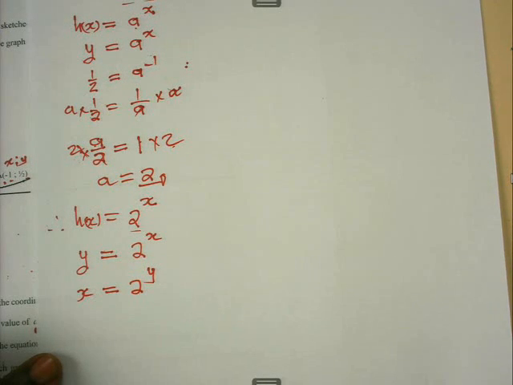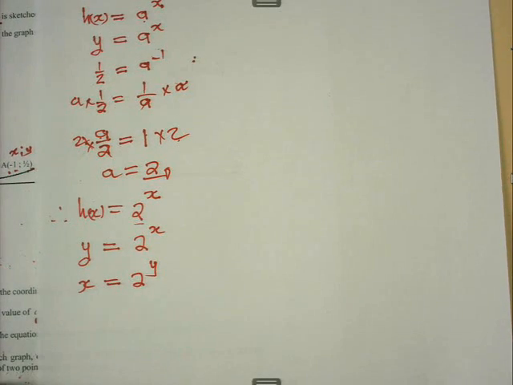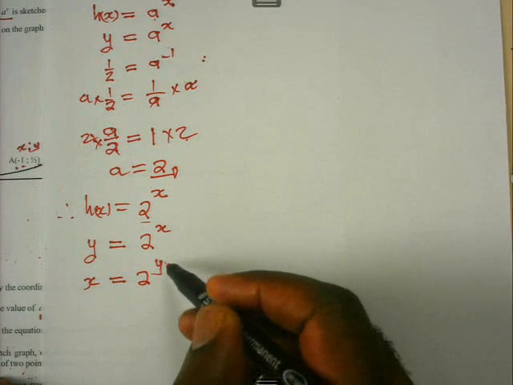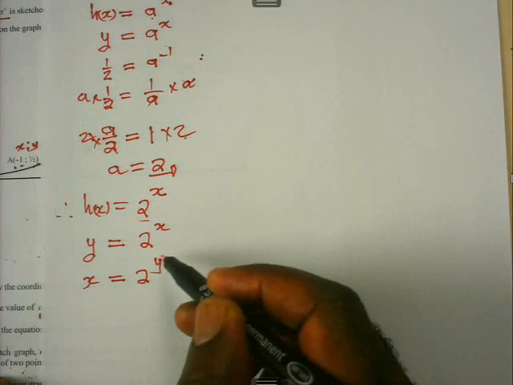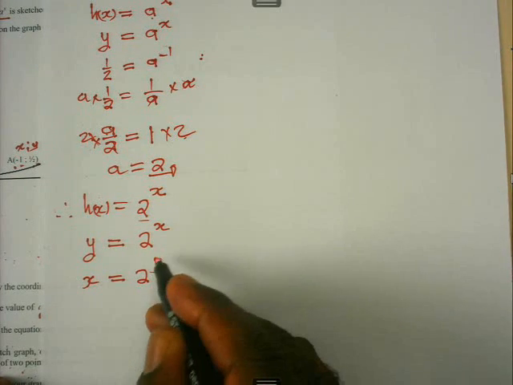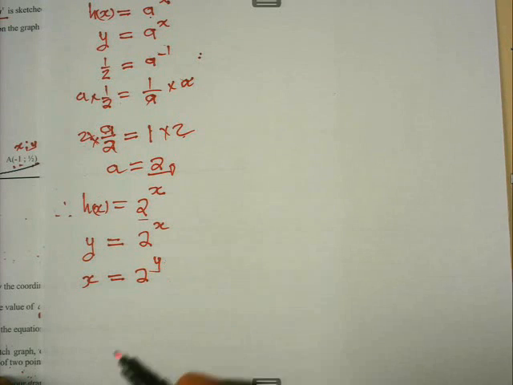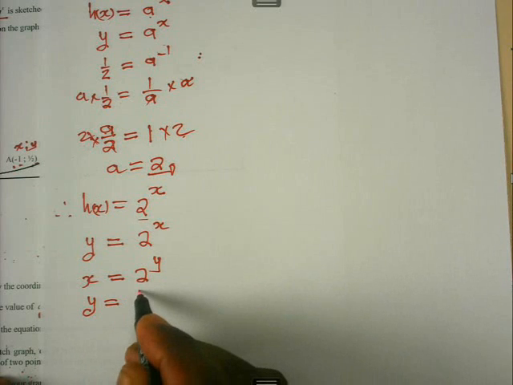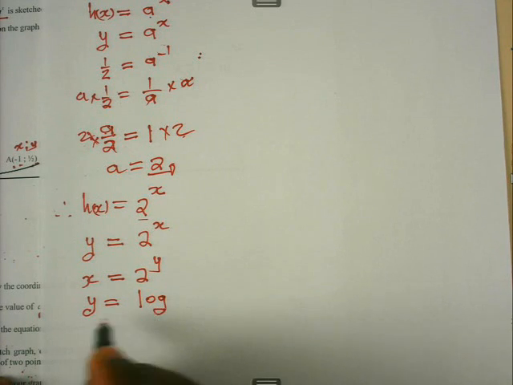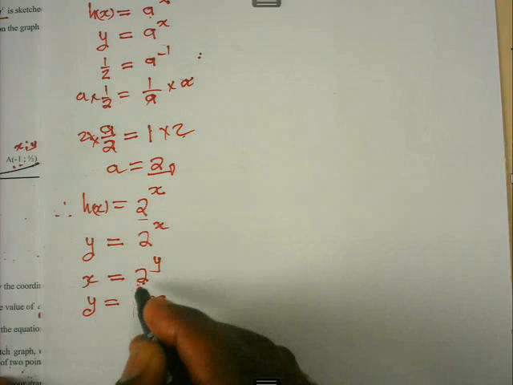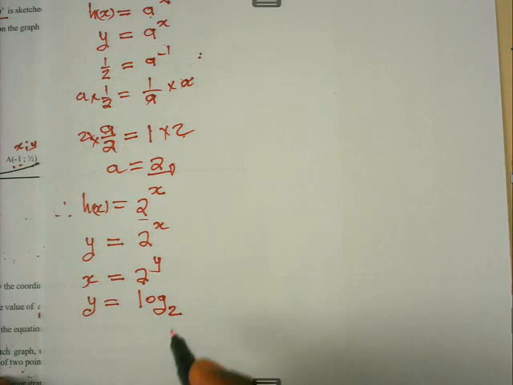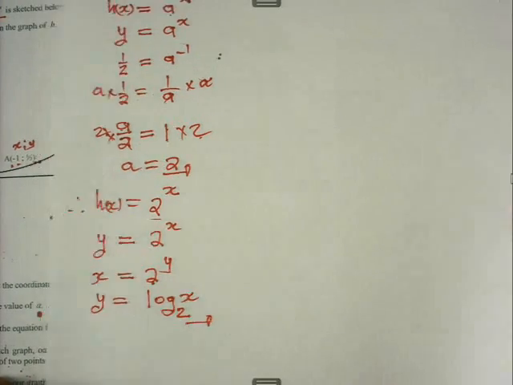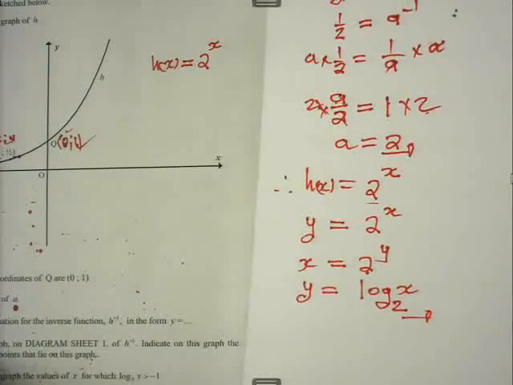Right. Now from log knowledge, solving this implies engaging the logs. Now when we turn y into the subject of the formula, y will therefore be equal to log to what base? The base of the exponent remains the base of the log. Base 2 of what? Of x. So this is the inverse, that is the inverse, which answers 7.3.